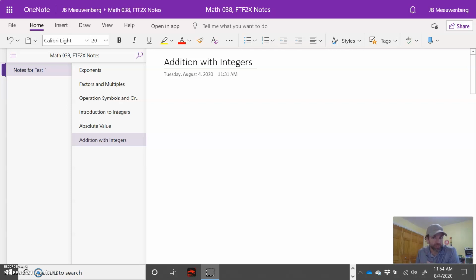So we've talked about integers, right? Different types of numbers. Integers are whole numbers and their opposites. Positive and negative numbers, zero, but no fractions, decimals. And so now we're going to operate with integers. Specifically, we're going to add.